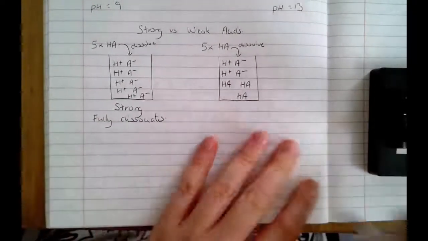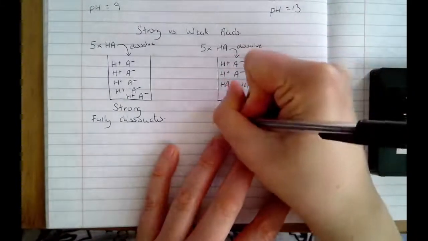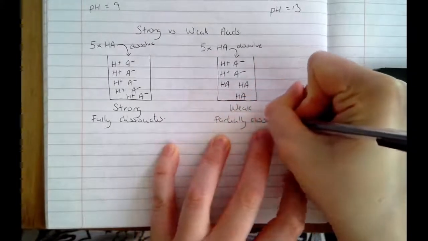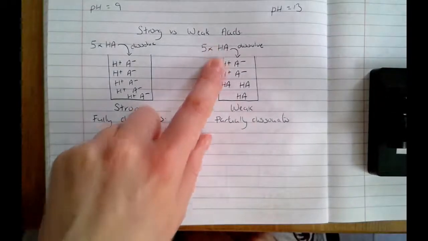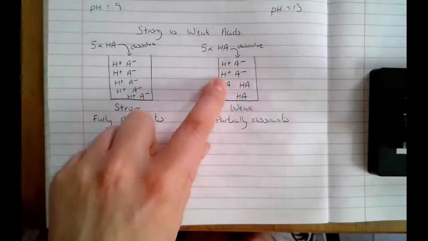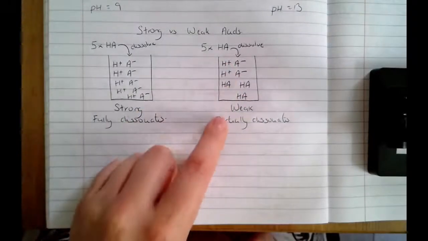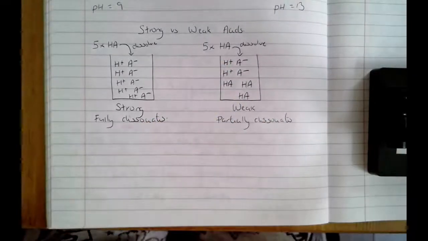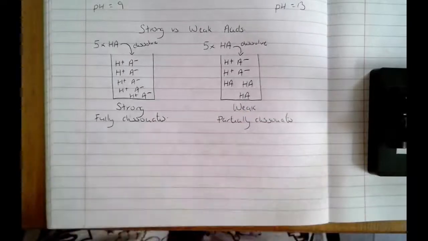On the right hand side, I've got what we call a weak acid and it only partially dissociates. So I put in 5 HA molecules and out of the 5, 2 of them split up, 3 of them did not. Again, dissociates means splits up. So I can say it's partially dissociated. I've got 2 out of 5. So that's a strong acid, fully splits up. A weak acid only partially dissociates.